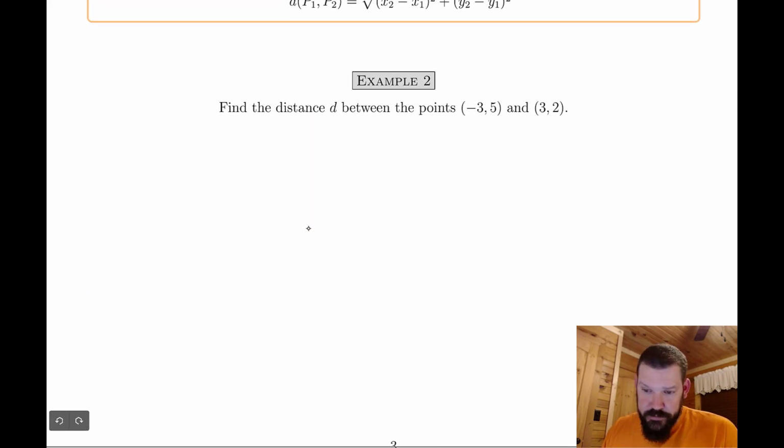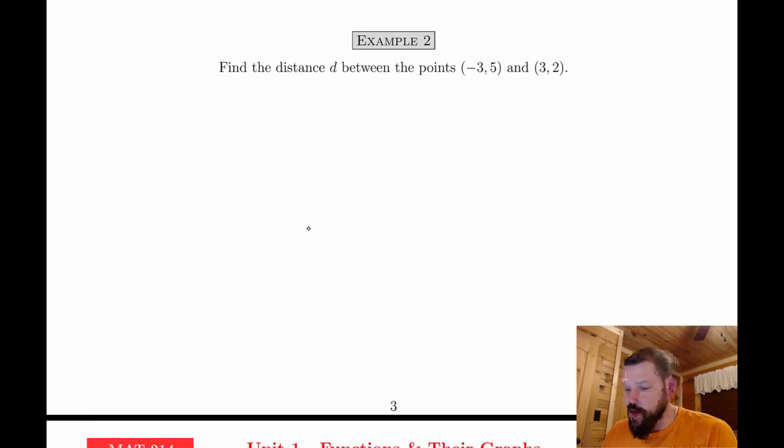And the last example, like I said, we're just going to do half the notes. So this is the last example. It's a quick video. We want to find the distance between the points -3, 5, and 3, 2. So this time we're using the distance formula exclusively. We're not going to plot the points and compute the distance using a triangle.